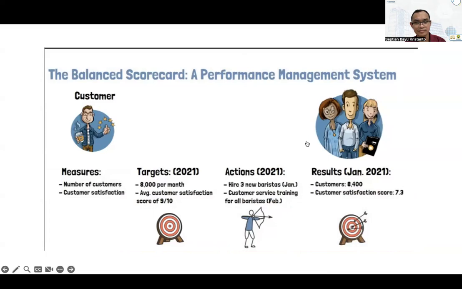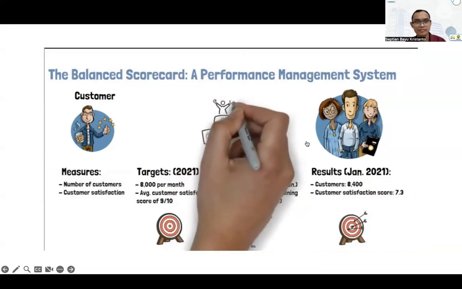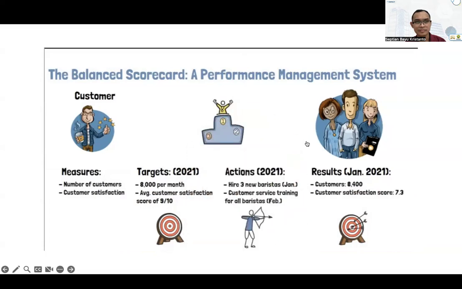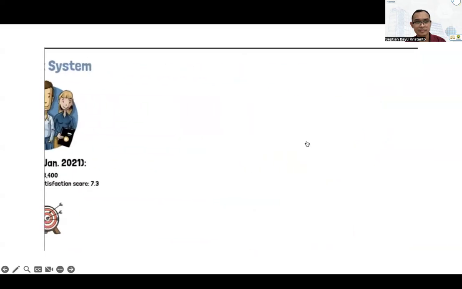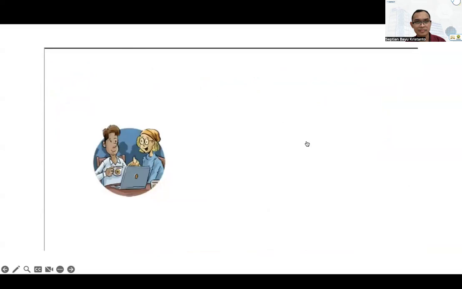In this way, all the actions of a company are aligned with each other and contribute towards reaching its overall goal. That concludes the Balanced Scorecard.